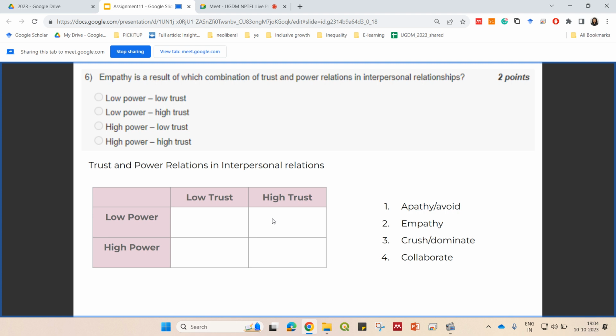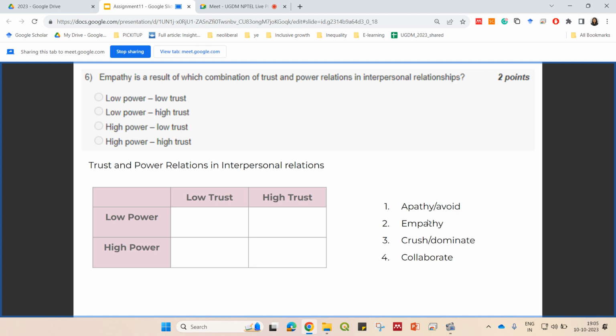Then when you have high trust in each other, but you don't have power to affect each other's decisions. In that case, you understand how the other person is feeling and what problems they are facing, but you don't have any power to help. That is the case where you have empathy. So the level of power over the other person's decisions or how the other person is performing is very low. You can't affect how the other person is performing, but you trust each other. So that is the case of empathy.